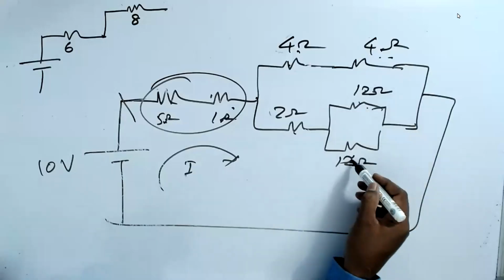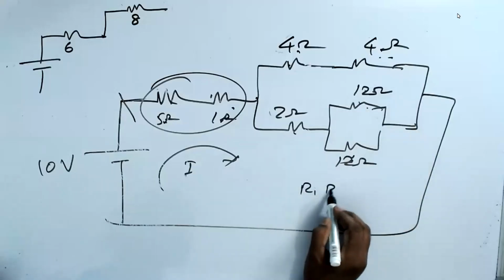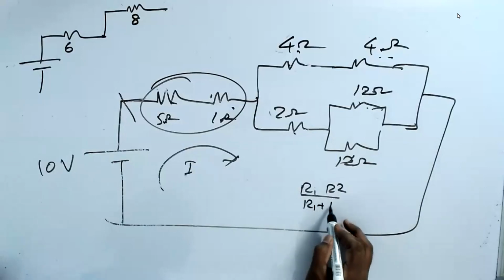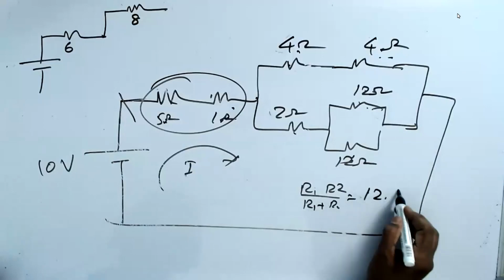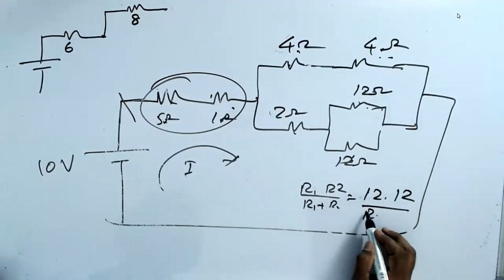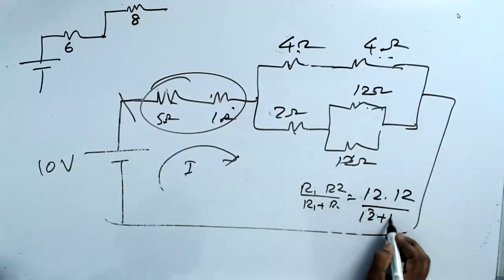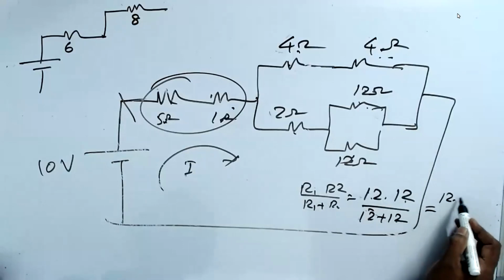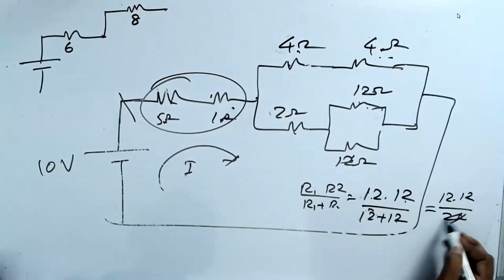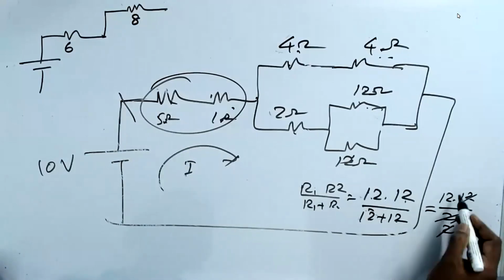12 by 12 parallel, R1 R2 by R1 plus R2. That is 12 into 12 divided by 12 plus 12. 12 plus 12 is 24. So it's equal to 12 into 12 divided by 24. Add them to 6. You get 6 ohm.